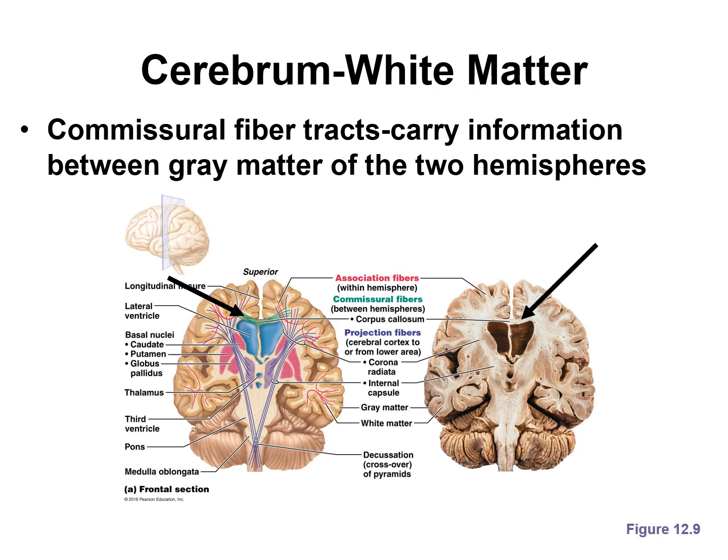If you recall from a lab, you had to identify this large white structure called the corpus callosum. The corpus callosum is composed of commissural tracts that allow communication between gray matter in the right hemisphere and gray matter in the left hemisphere.